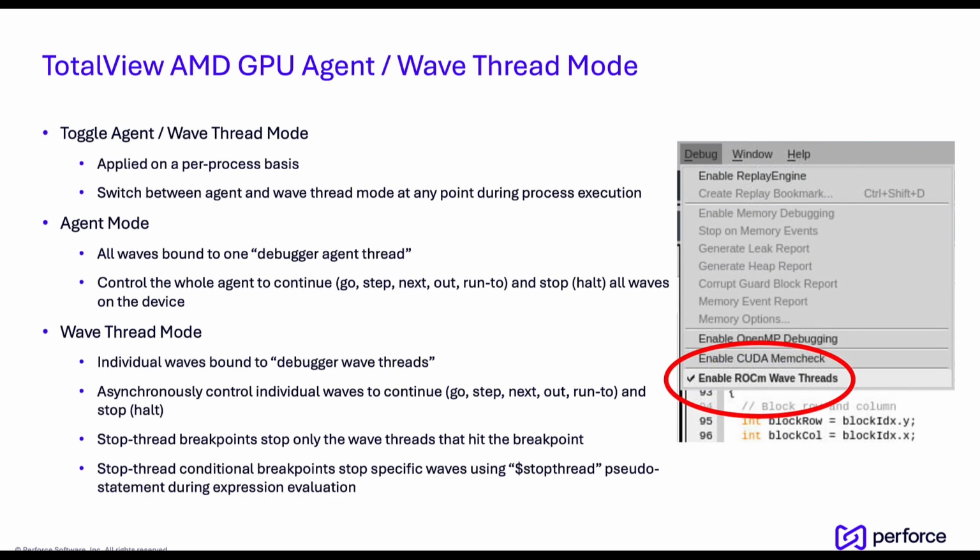Now, as part of the 2025.1 release, we've added the ability to TotalView to toggle between an agent or wave thread mode. This can be done on the fly, just by selecting a menu item and switching from the default of agent mode into wave thread mode. And once you move to wave thread mode, you can use commands such as step, run, or next at the individual waves.